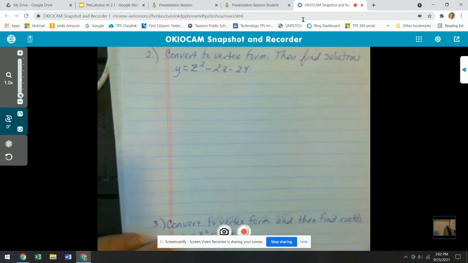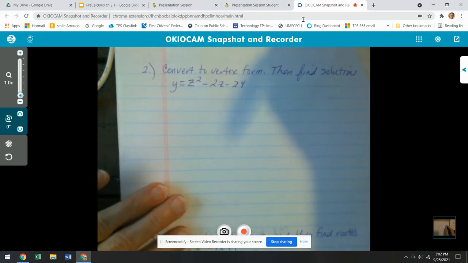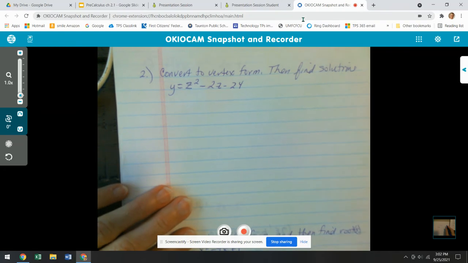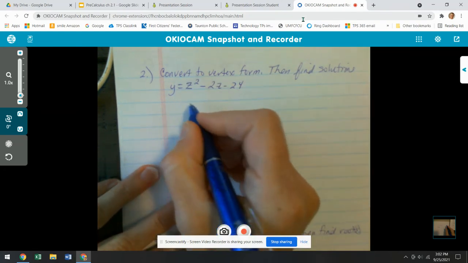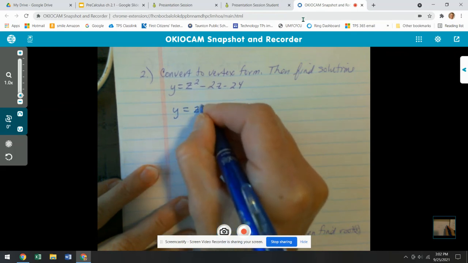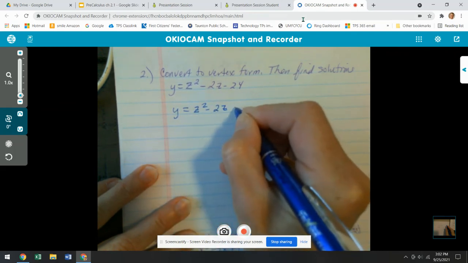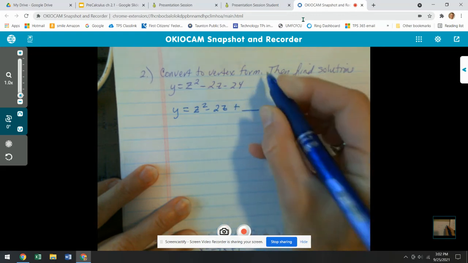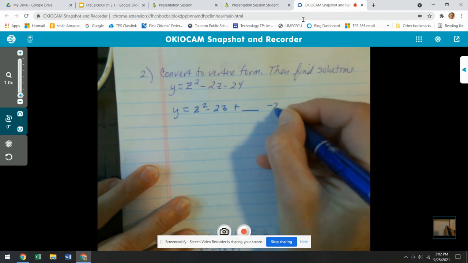And this time they're asking us to also find the solutions, and that's just another step or two beyond what we just did. So again, the same idea. We have y equals, I'm just copying. Now I'm going to leave a little bit of space because I'm going to add a number, and then I'm going to do minus 24.